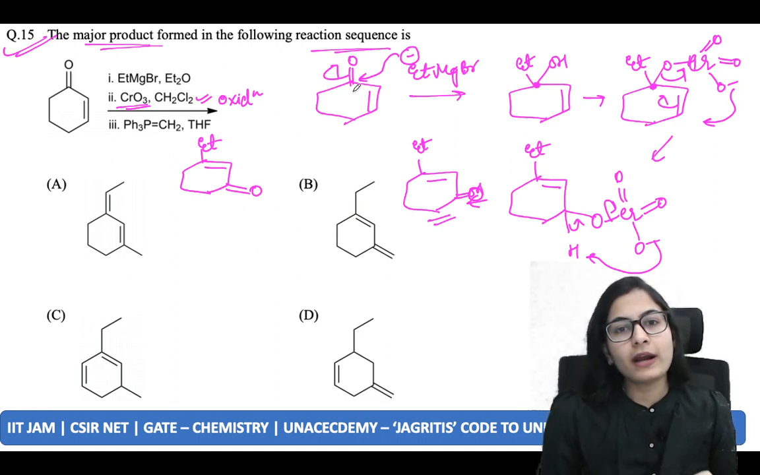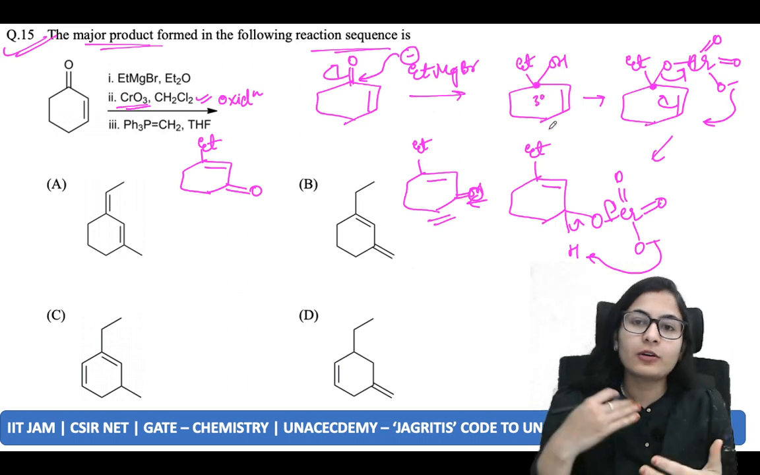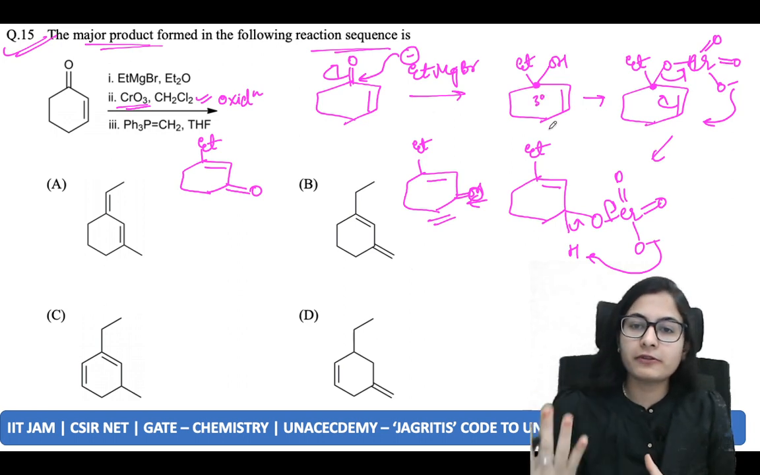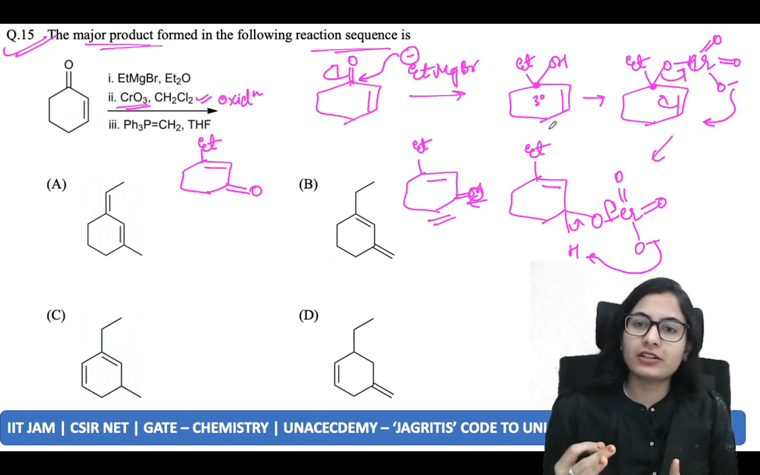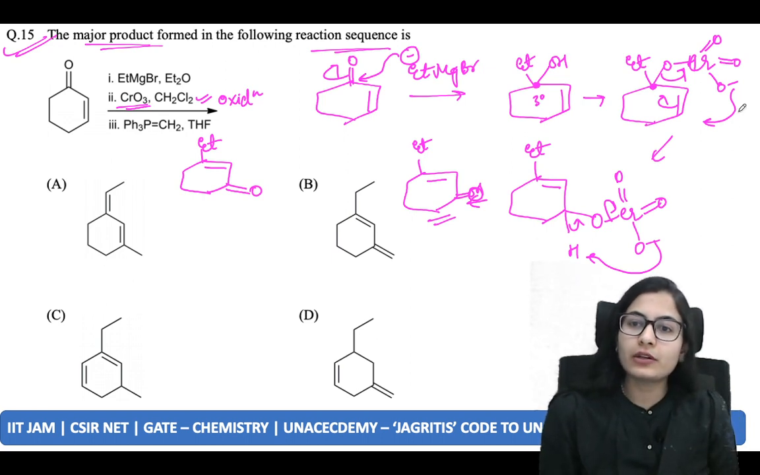Alright, so why does it happen, guys? Because this is a tertiary carbon. Tertiary alcohol cannot be further oxidized, but it will be oxidized if it is your allylic tertiary alcohol, and it is going to undergo rearrangement and further oxidation like this.